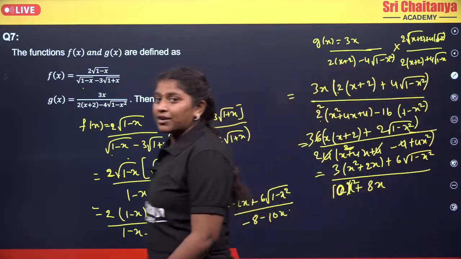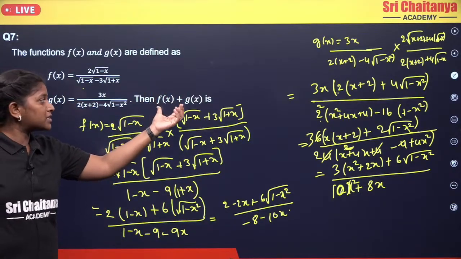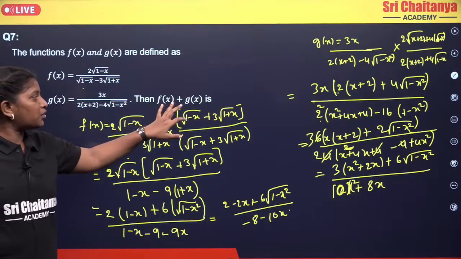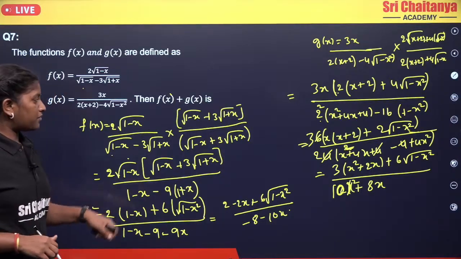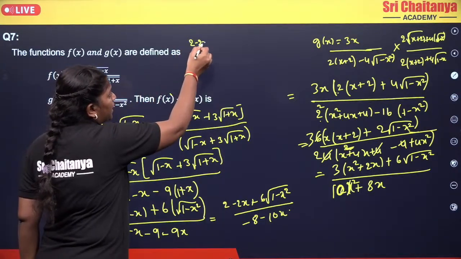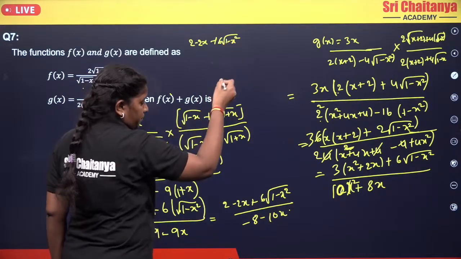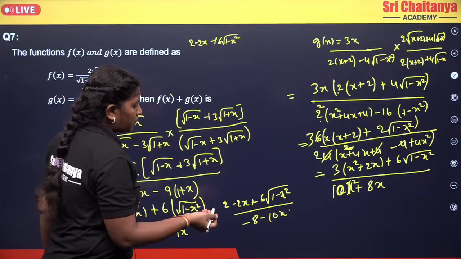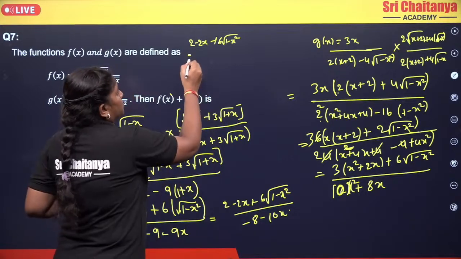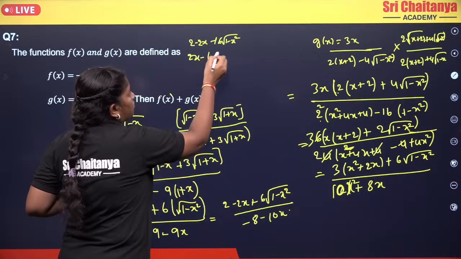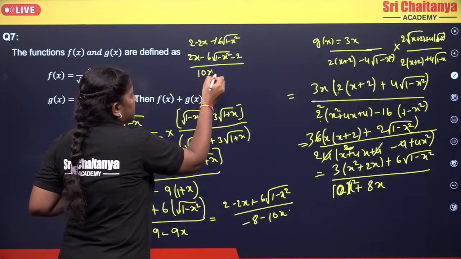Okay, now place your f of x and g of x value in the equation. So they are asking us to find the value of f of x plus g of x. So for that reason we are just going to place those values here, and from there we are going to check what is the value we will be getting. So f of x we are having 2 minus 2x plus 6 root of 1 minus x square, okay, by, so you can take your minus common, right? So if you are multiplying with minus, so here it will become 2x minus 6 root of 1 minus x square minus 2 by 10x plus 8.